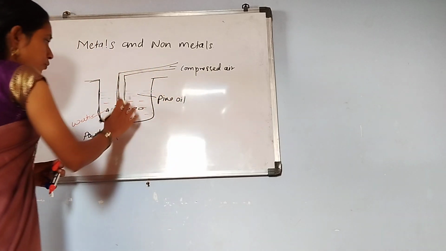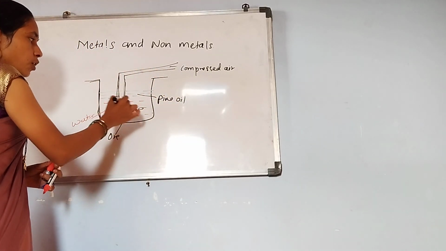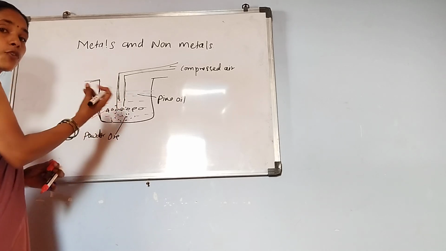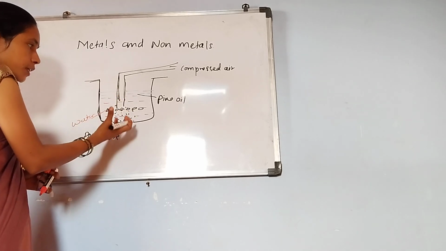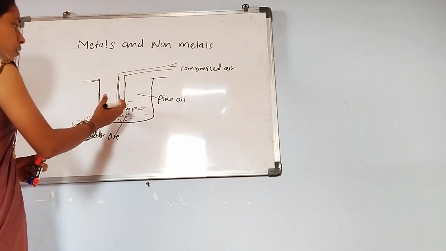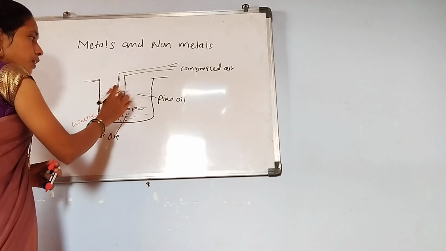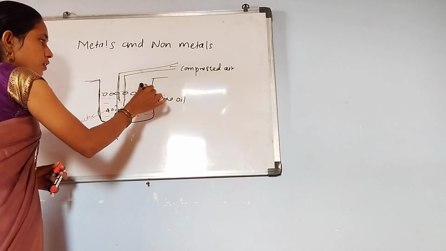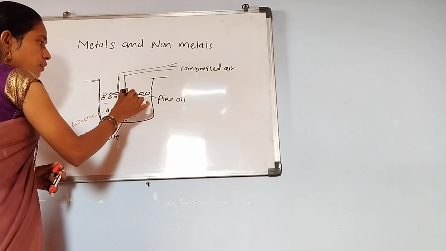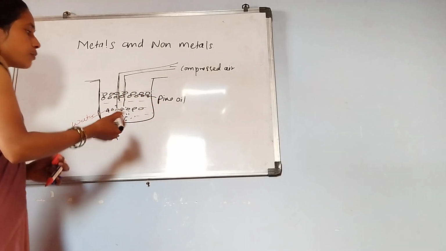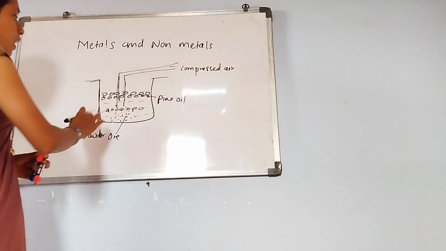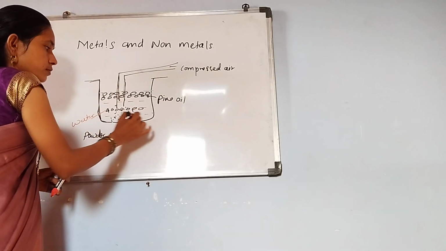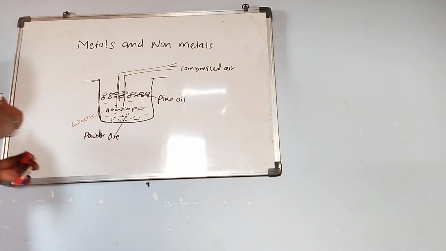Because of this compressed air, it forms bubbles, and along with those bubbles all the mixture forms a froth, and that froth carries the sulfide ore to the top here. Here all are froth only, along with the sulfide ores, because sulfide ore does not dissolve in water, as it is hydrophobic in nature, and whatever impurities are there, they will get settled down. So like this is the froth flotation process.